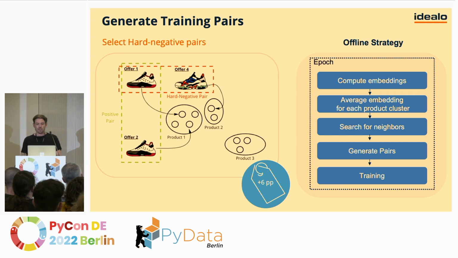On the right side, you can see the strategy we have been following. For each epoch, we compute the embeddings for all offers. Then we use the embeddings to calculate the average embedding for each product cluster. This embedding is used for searching nearby offers which are not in the product, but still really close by. We use that to generate pairs and train. And we do that for each epoch. So we get more difficult negative pairs, and our model has a harder time training and learns better features.